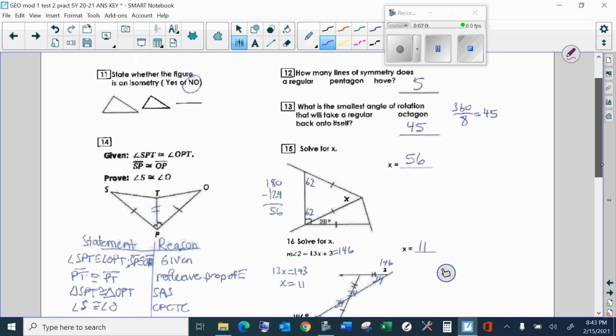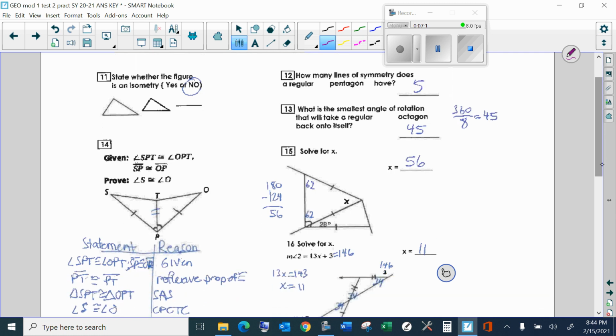Okay. State whether the figures are an isometry. Remember, isometry is a rigid motion. It means they're congruent. Are these congruent? No, this is obviously smaller, so the answer is no.